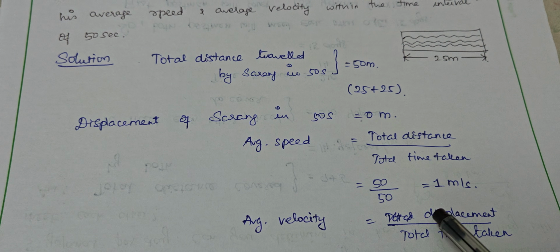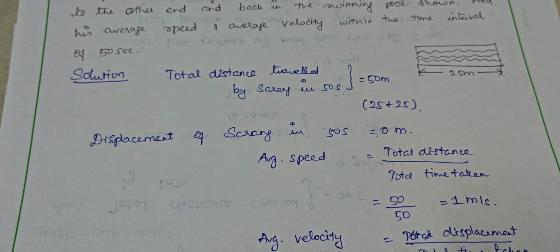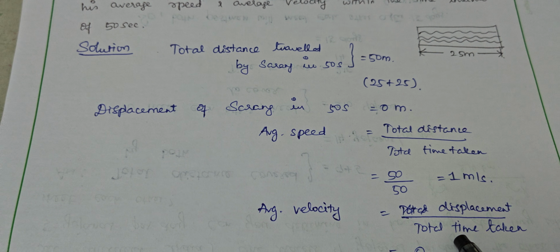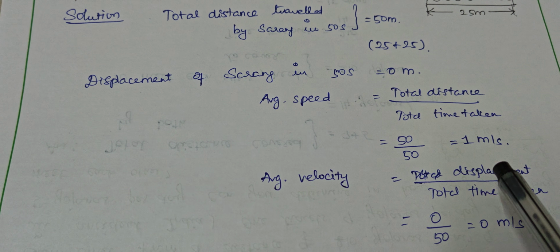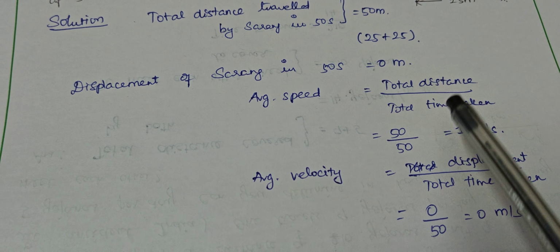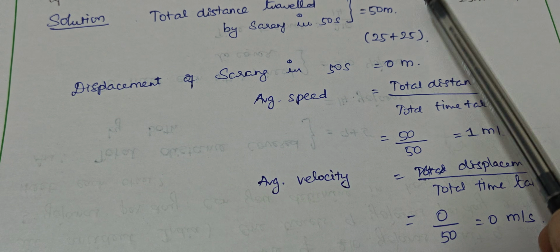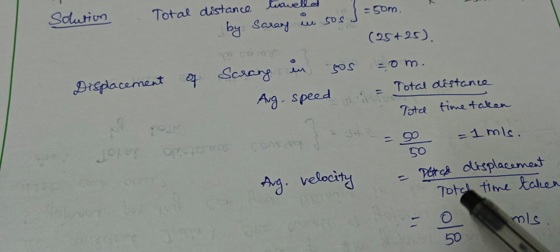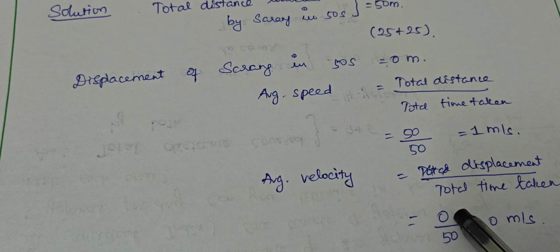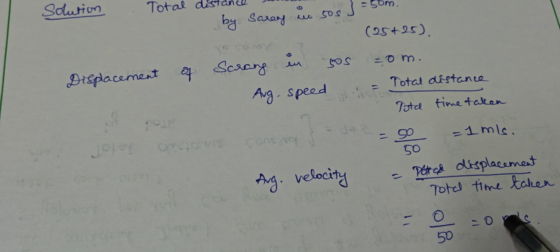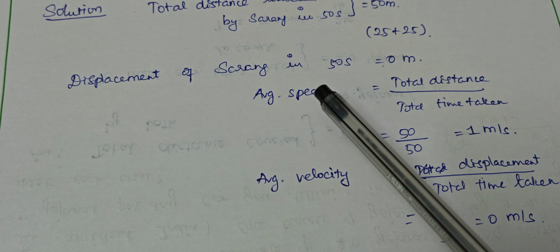And we have to find the average velocity. Average velocity is nothing but displacement divided by time taken by the object. We should know what displacement is. Displacement is nothing but the shortest distance covered by the object. As the object remains in the same place after 50 seconds, the displacement done by the object is 0. So 0 by 50 is 0 meter per second.